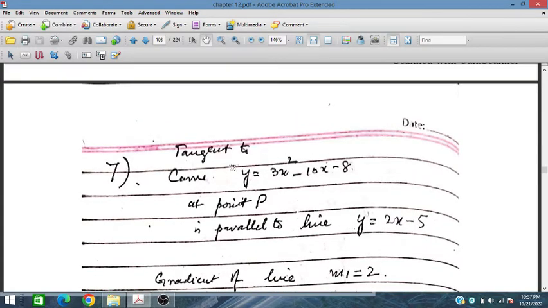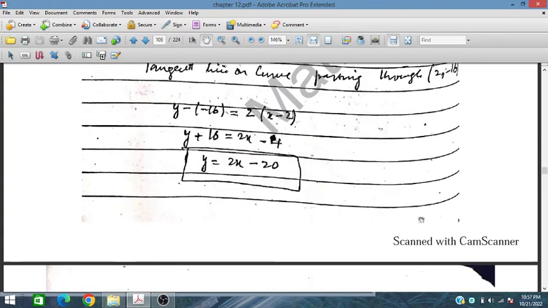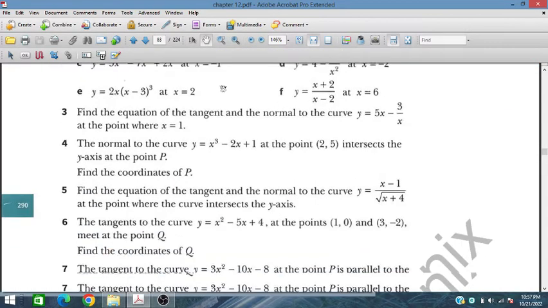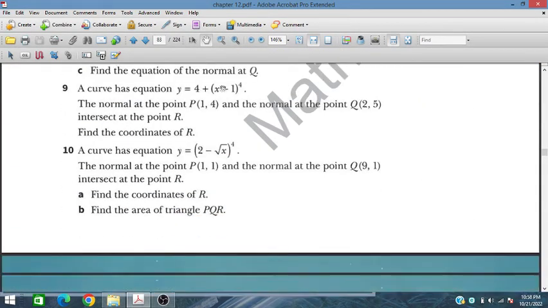The tangent on this curve is parallel to this line. The required line has the same slope as this one. We can see it here. The slope is the same, so the lines are parallel. So let's move on.